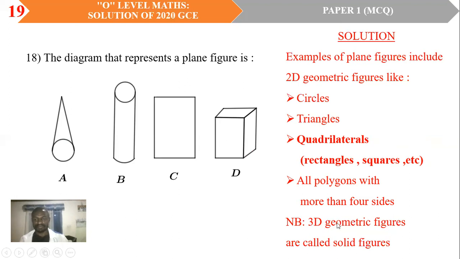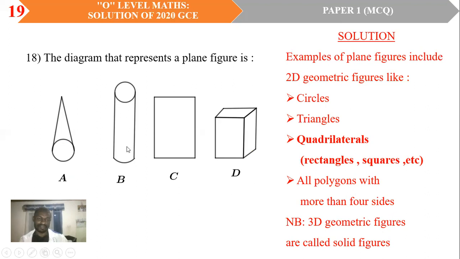Now, 3-dimensional geometric figures are called solid figures. So while 2-dimensional geometric figures are called plane figures, 3-dimensional geometric figures are called solid figures. And here among these alternatives, this one is a 3-dimensional solid figure.